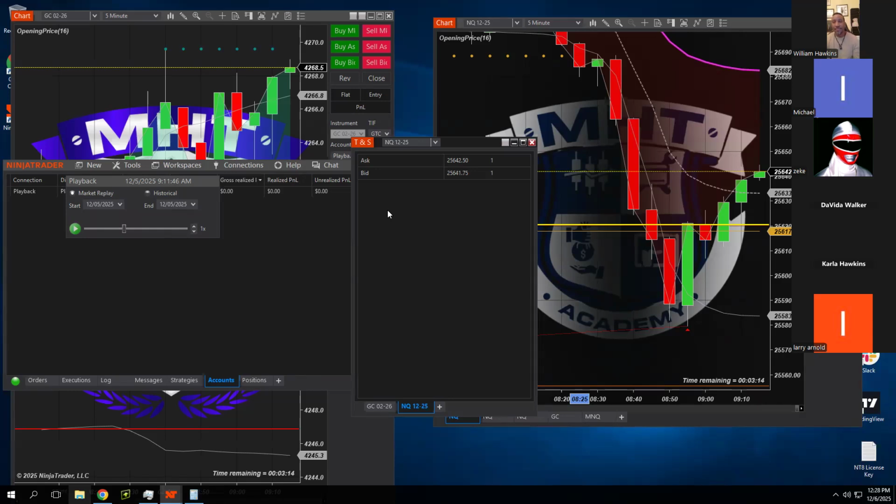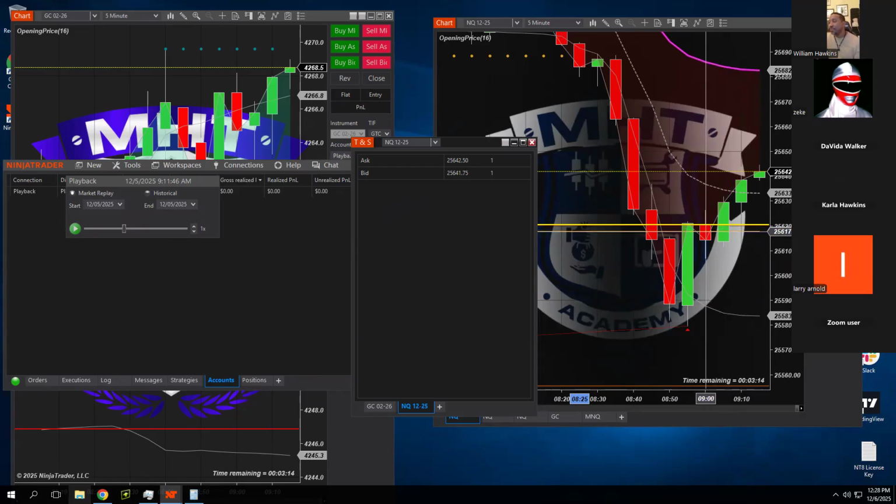Would that red candle be the retracement? Which one? That one? This red candle? This one right here? Yeah.